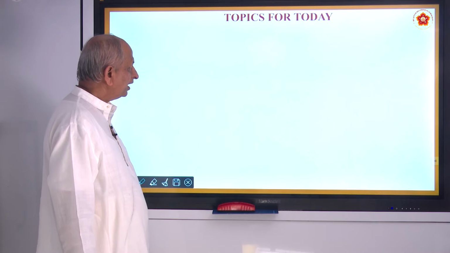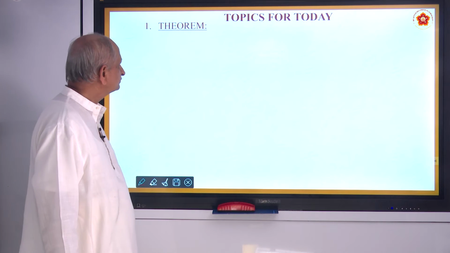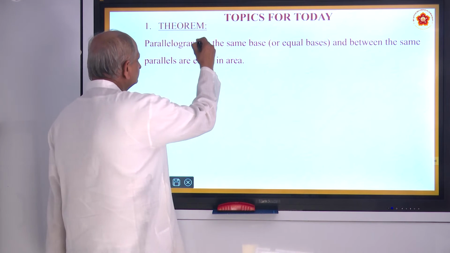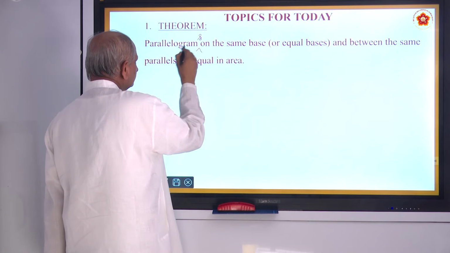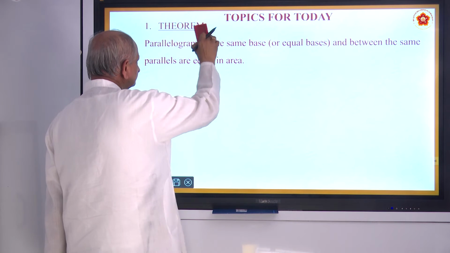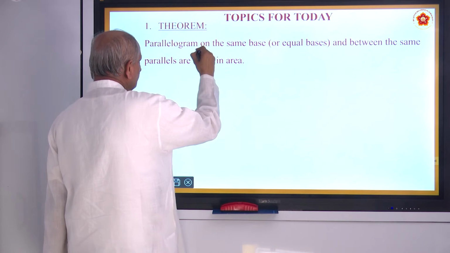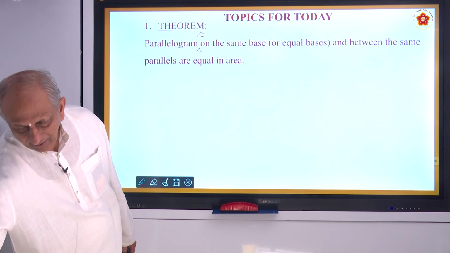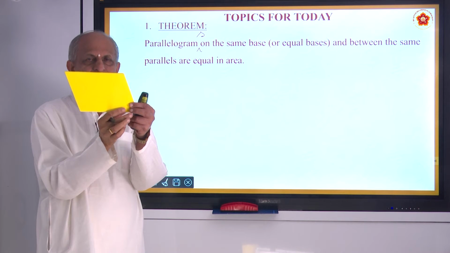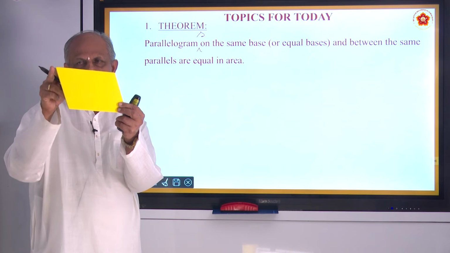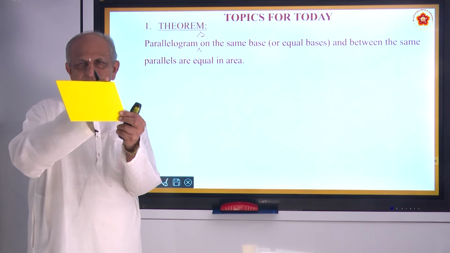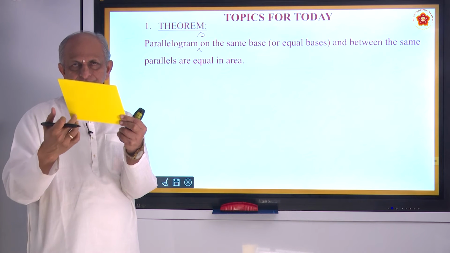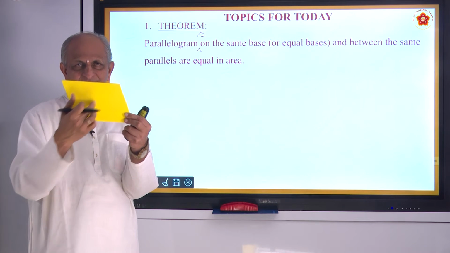Okay. Now, today's topic: there is a theorem which is very important. Parallelograms on the same base. What is a parallelogram? You must know the property. A parallelogram is a quadrilateral having opposite sides equal and parallel. Follow? And opposite angles are equal, and diagonals bisect each other.